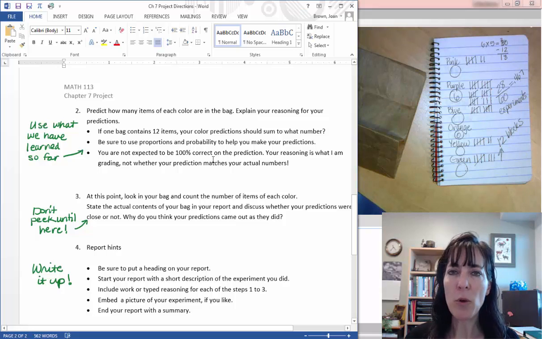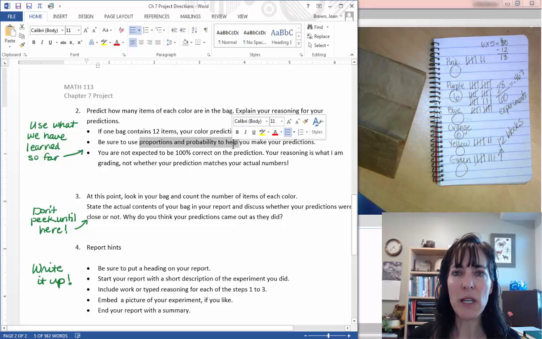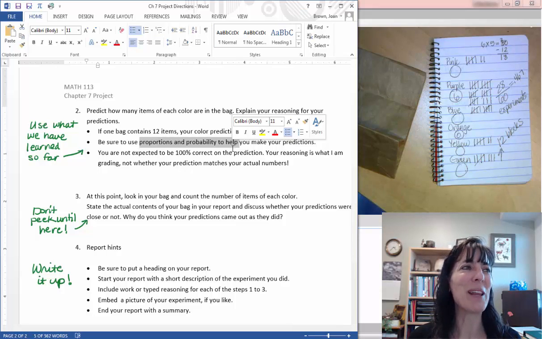In fact, on my rubric, there is no point penalty for not being correct, not matching what's actually in your bag. So as long as you used reasoning, proportions, probability to help you make your predictions, you'll get 100% on this part, even if it doesn't match your actual bag contents. Okay, just want to make that clear.